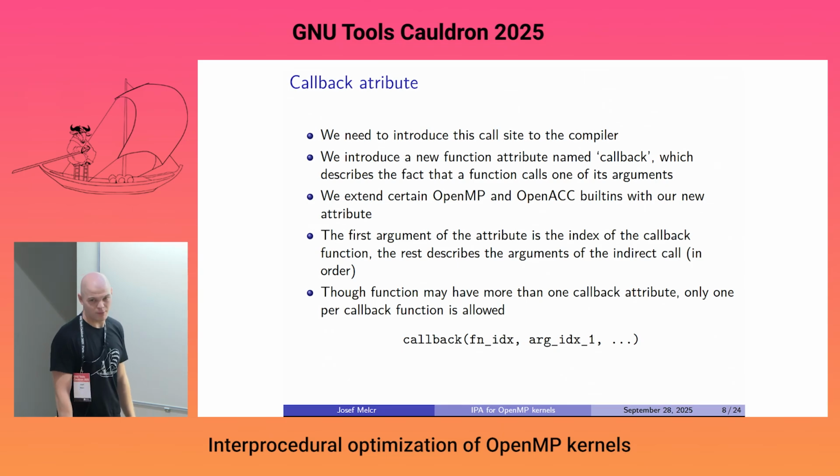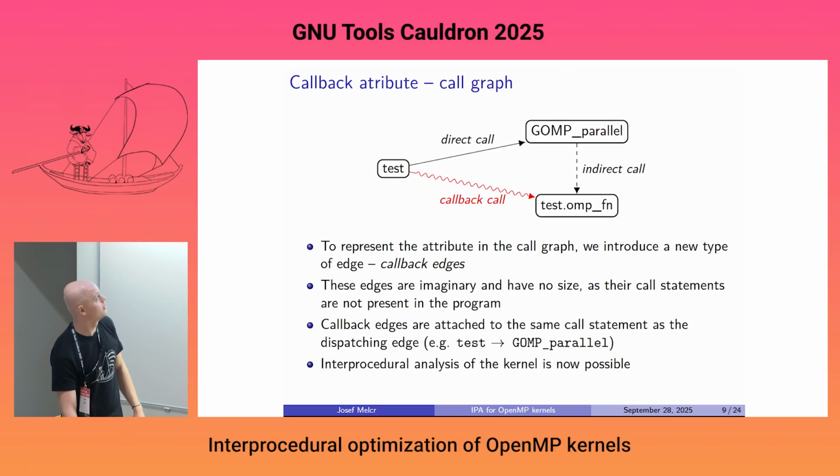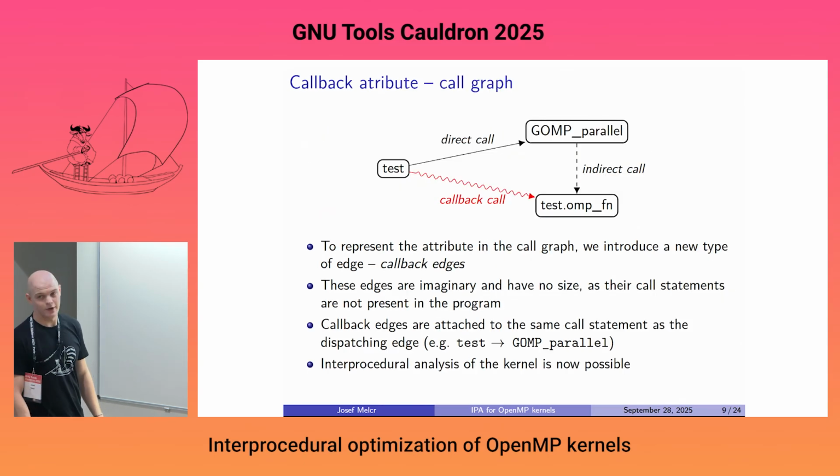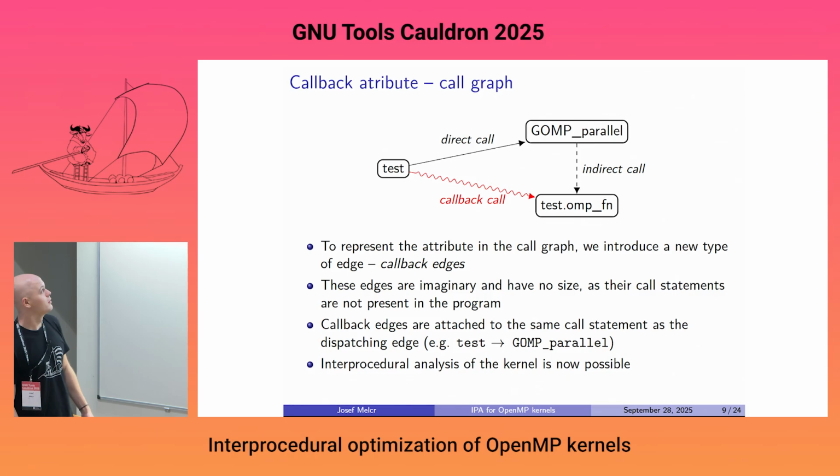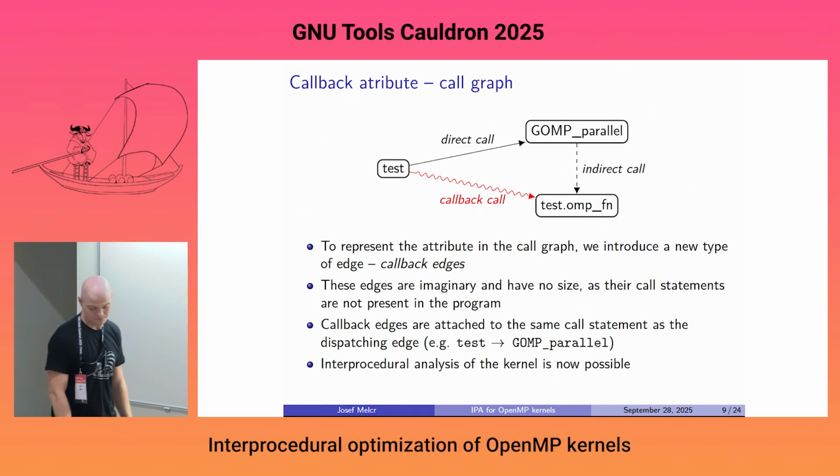Right. To represent the attribute in the call graph, we have to introduce a new type of edge into the call graph called a callback edge. Now, this edge is purely imaginary. It doesn't have a size, it doesn't have a time, because the edge really doesn't exist in the program. It's purely symbolic for the optimizer. However, it does allow us to actually optimize the callback function.